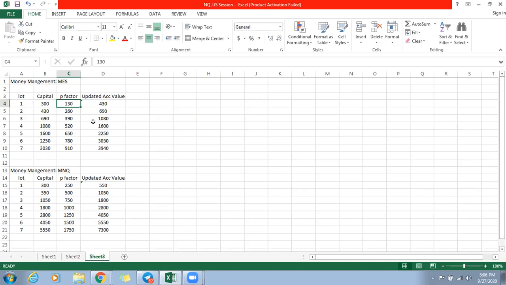Okay, so for Nasdaq, I prefer to have a larger profit factor, which means 250, because the market is more volatile, and with one big move the market moves more points compared to the S&P. So that's why I'm choosing 250. It takes a longer time for MNQ to reach this level, but because of the volatility of the market, you have more opportunity every day.